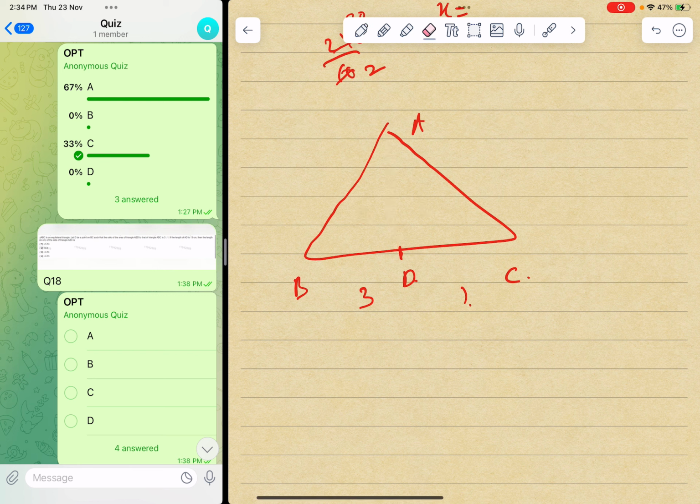Now we know that if you draw a perpendicular, that will lie right over here. Okay, and this complete side is 3:1. Remember, if this complete is 3:1, then this perpendicular will be divided into two equal parts, so this will be 1:1. This is already 1:1, or we can write it as 2:2.